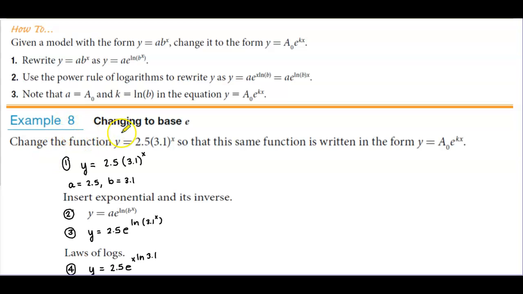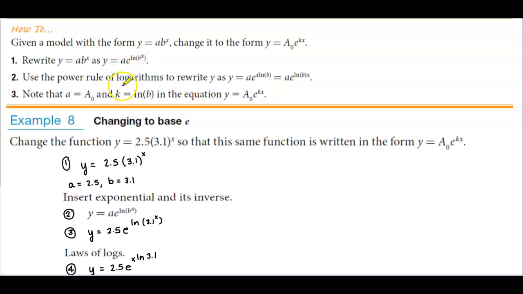In example 8, we're going to be changing to base e. So if we're given a model of the form y is equal to a times b to the power of x, and we're going to change it to the form y is equal to the initial value times e to the kx, we're first going to rewrite y is equal to a times b to the x as y is equal to a e to the power of the natural log of b to the power of x.